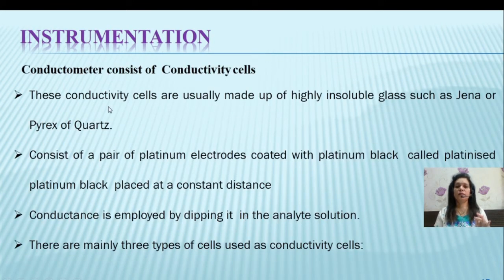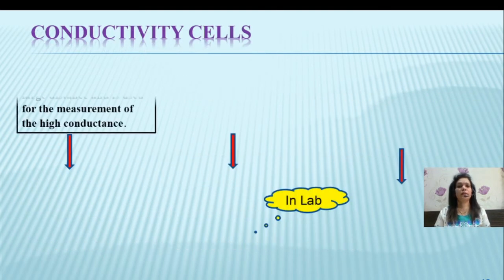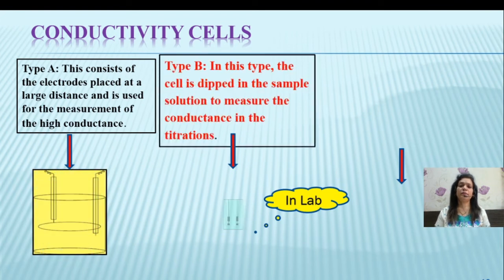The conductivity cells which are utilized in these conductometers are made up of highly insoluble glass such as Jena, Pyrex or quartz. It consists of a pair of platinum electrodes which are coated with platinum black, hence named as platinized platinum. This coating minimizes the polarization effect, and conductance is measured just by dipping this cell inside the solution. There are different types of cells available in the market.